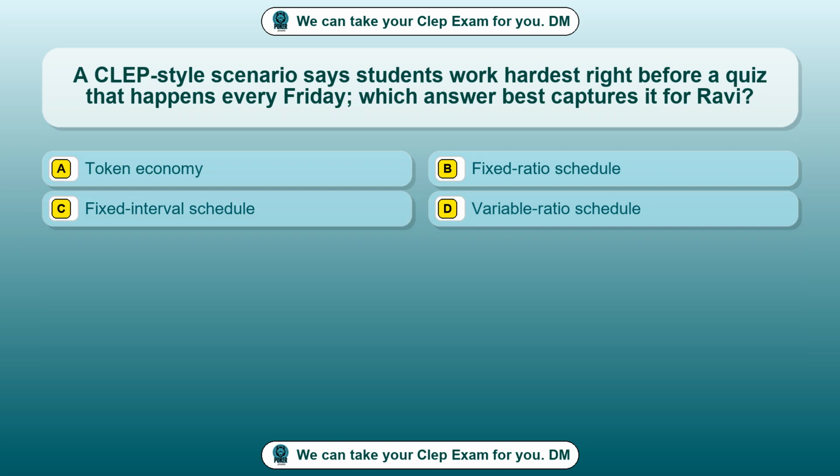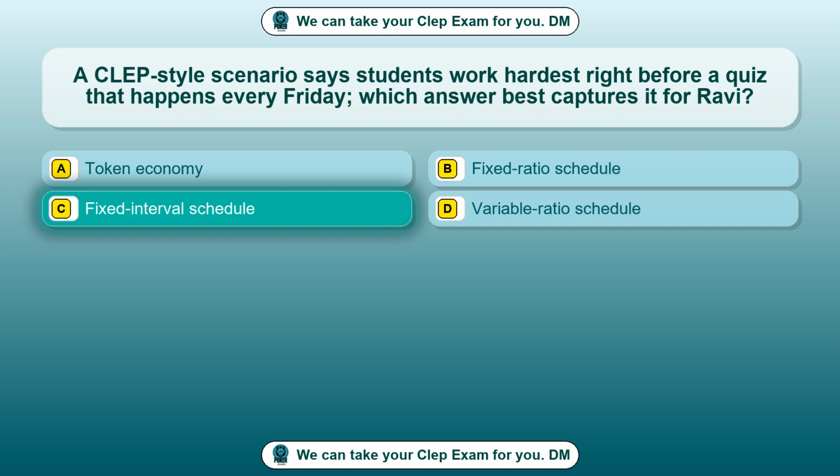Question 8. A CLEP style scenario says students work hardest right before a quiz that happens every Friday. Which answer best captures it for Ravi? Option A, token economy. Option B, fixed ratio schedule. Option C, fixed interval schedule. Option D, variable ratio schedule.